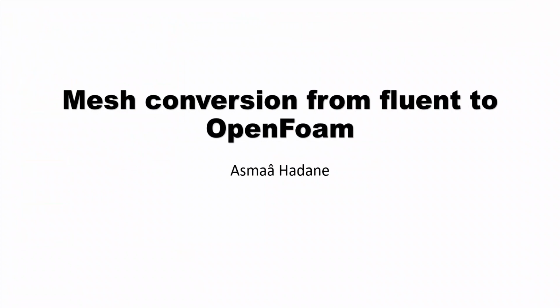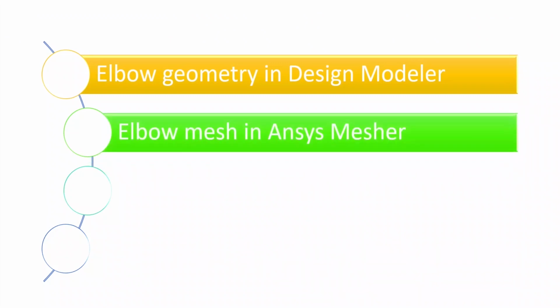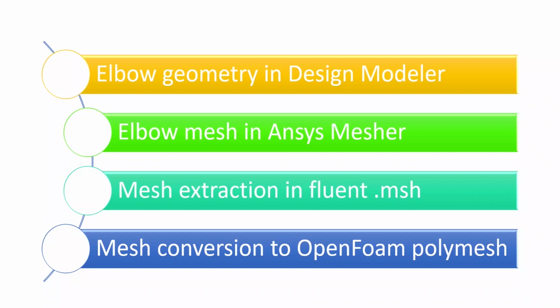Today I'm gonna present a new video about how to convert a 3D Fluent mesh to polyMesh in OpenFOAM. So here is the plan of this video. At first I'll present the elbow geometry in Design Modeler, then the mesh generation of the elbow using the ANSYS mesher. Then how to extract the mesh in fluent.msh format, and finally how to convert this .msh format to polyMesh, useful in OpenFOAM. So let's start now with the elbow geometry in Design Modeler.